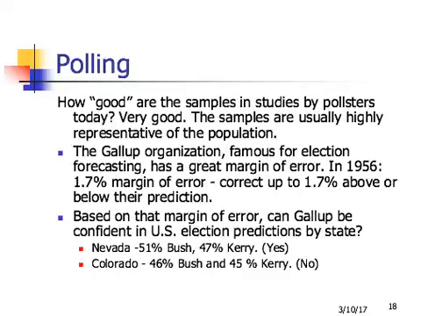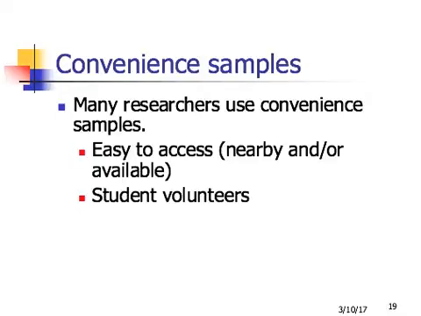Another point I'd like to make is that convenience samples are really what most of us use. We really don't need to worry about margin of error or probabilities if we're using a convenience sample, which means a sample of easy to access subjects. They're usually nearby, they're available. Student volunteers is a great example of that.